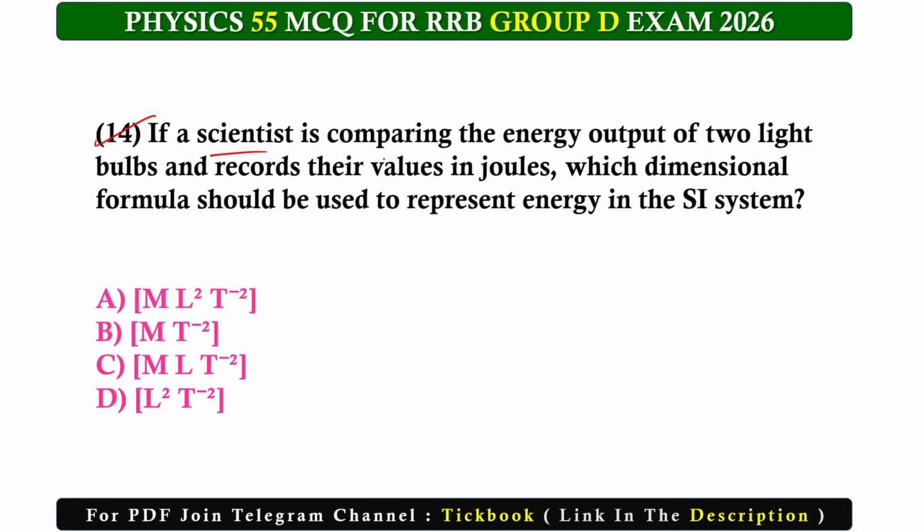14. If a scientist is comparing the energy output of the two light bulbs and records their values in joules, which dimensional formula should be used to represent energy in the SI system? Option number A, ML^2T^-2.